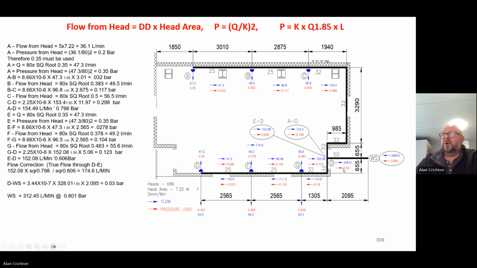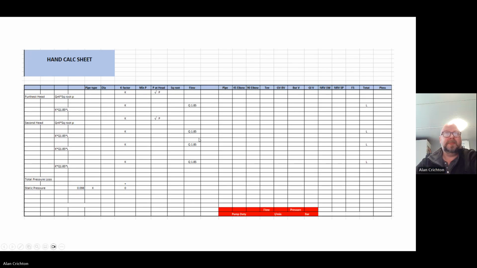Now, what we're saying here is that to get the actual flow and pressure from the water supply, we've added the flow from the north and the true flow from the south at 328, so that's not going to change. However, the pressure itself is the higher pressure of the two, which is 0.798, plus the pressure loss down that pipe. Therefore, the pressure and flow at this point is 328.01 at 0.801 bar.